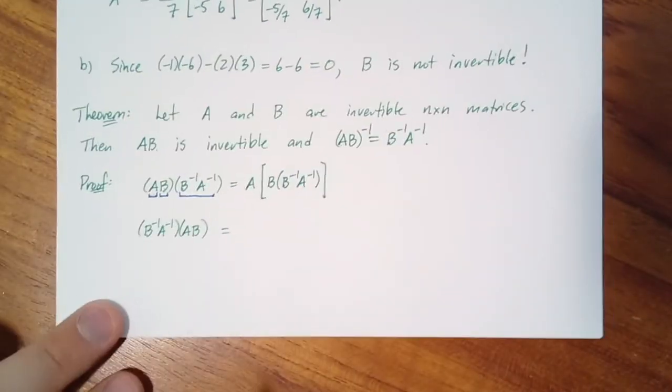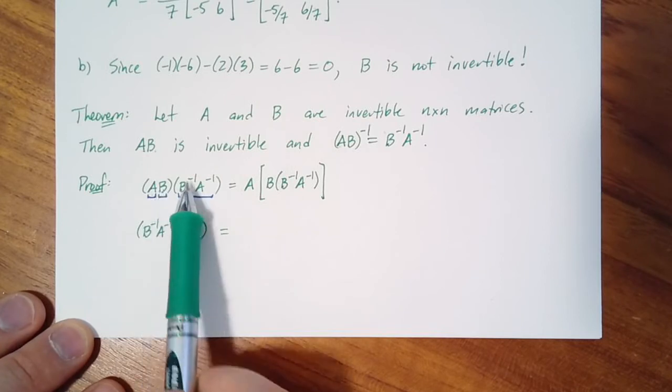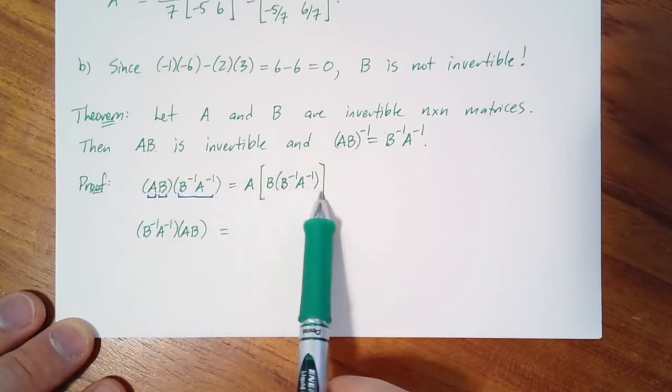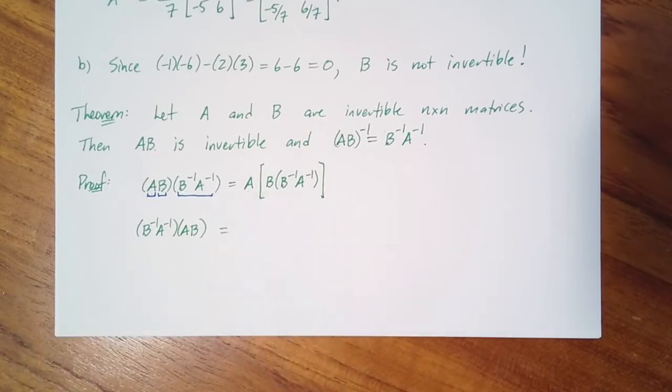See how that's changed? So now these two matrices, the B and the B inverse A inverse, they're being multiplied first inside the square brackets, and now the A is being multiplied on after. Okay, so that's one application of the associative property.